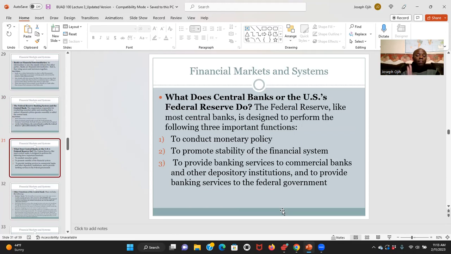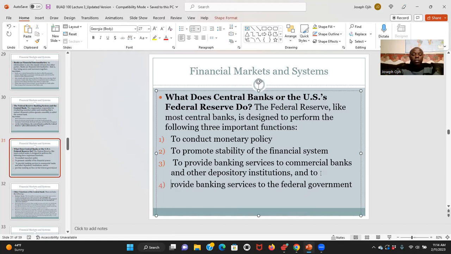Now, three main functions. First one is to conduct monetary policy. I'm going to elaborate more on what monetary policy is. Second one is to promote stability of the financial system. We're going to get to that soon as well. And the third one is to provide banking services to commercial banks and other depository institutions. Not only that, they also provide banking services to the government. Let me make it number 4. They provide banking services to the government.